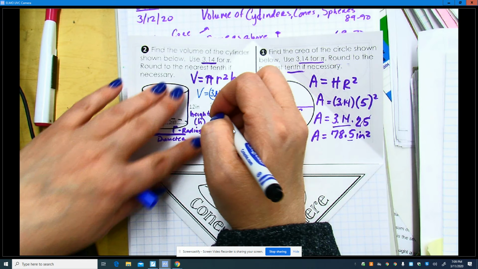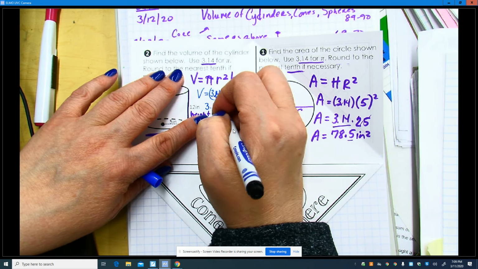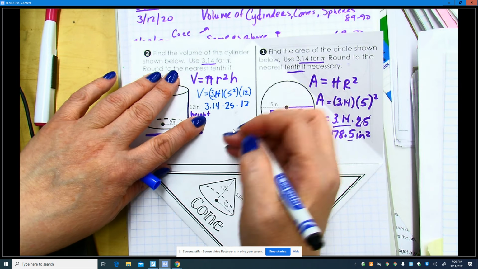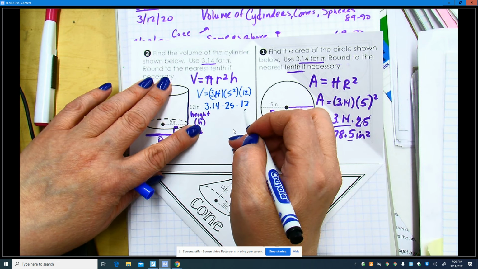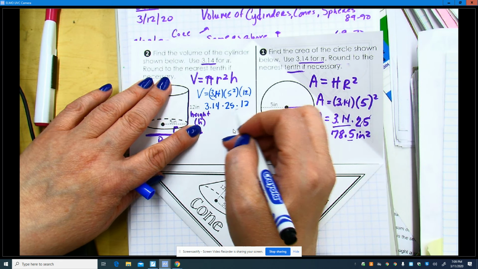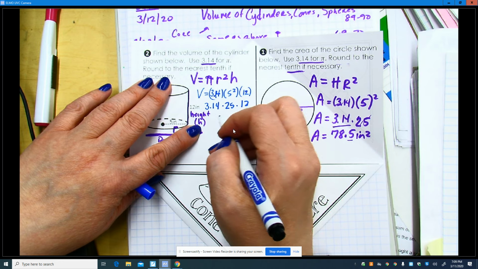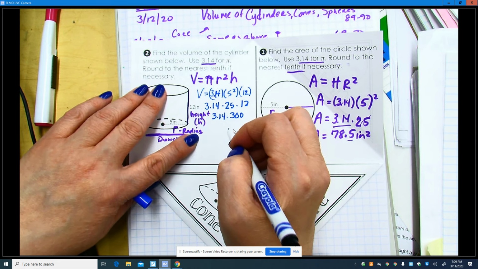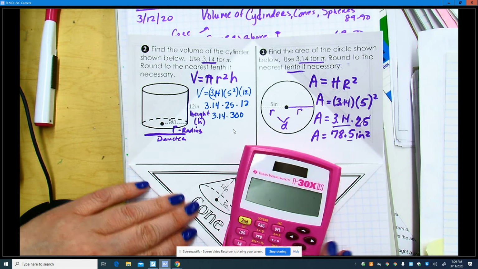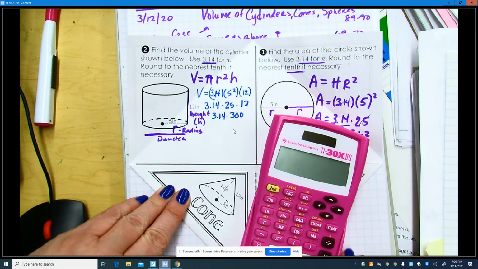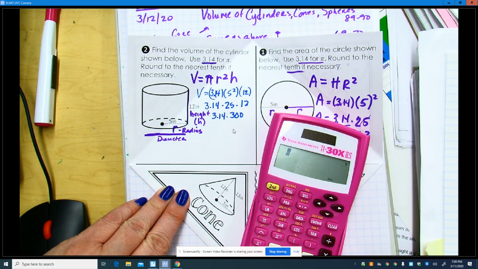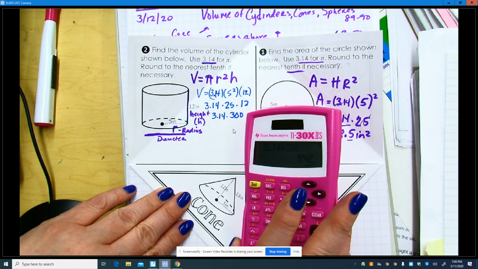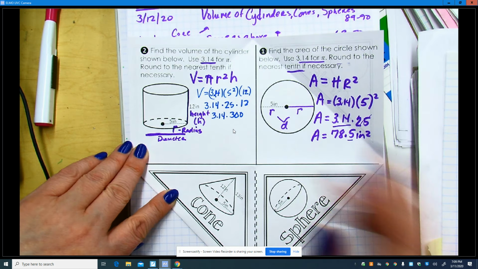So things we know right away, not even using a calculator, 3.14 times 25 times 12. We should be able to do this in our head. 25 times 10 would be 250, and 25 times 2 would be 50, so that would be 300. And then when we go ahead and multiply those things together, we can already see 3 times 3 is going to be 9, so it should be in the 900 range. So 3.14 times 300 is going to give us 942 inches.